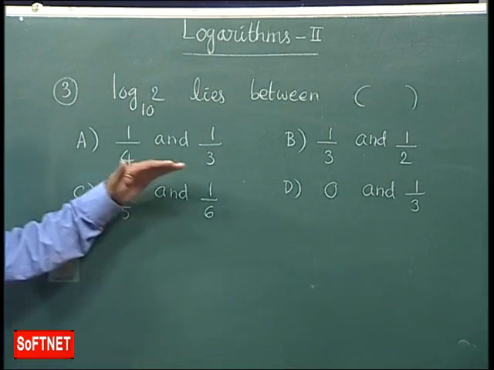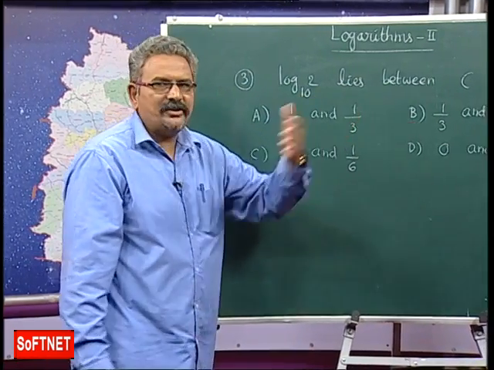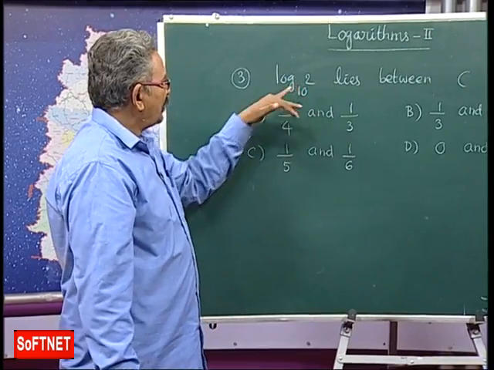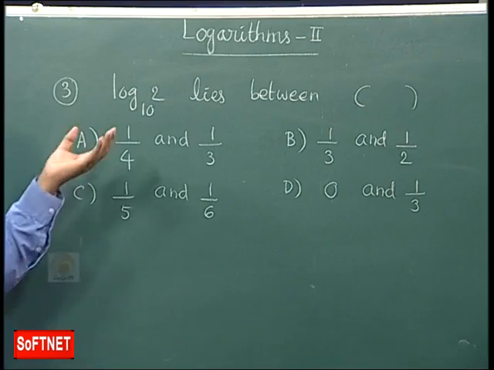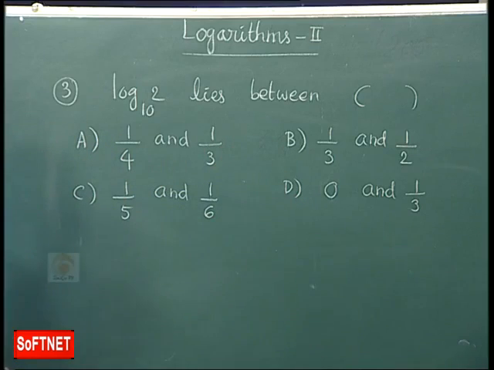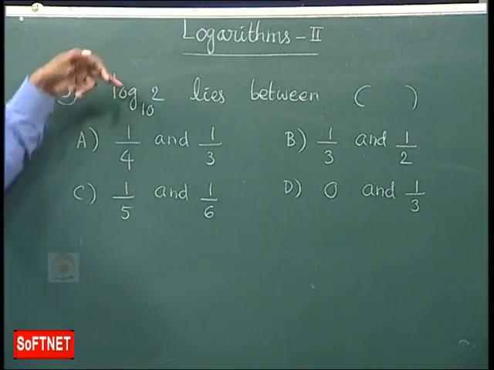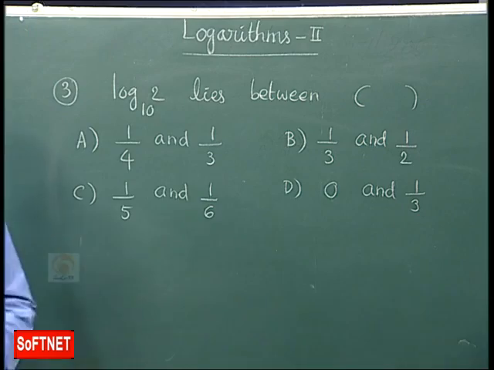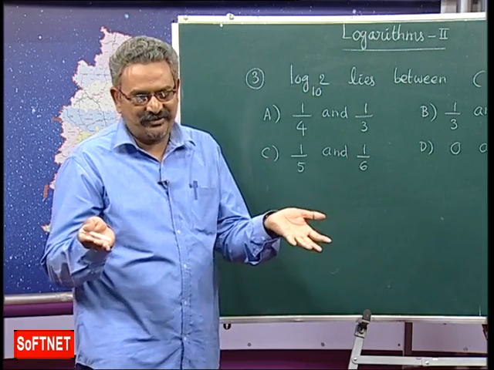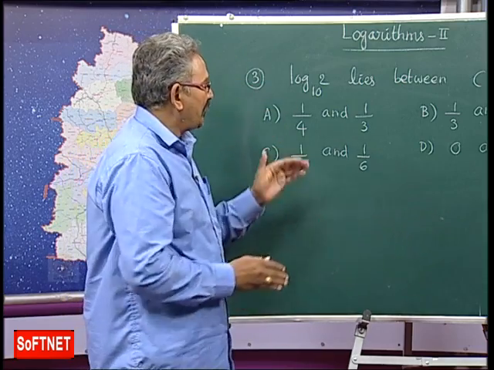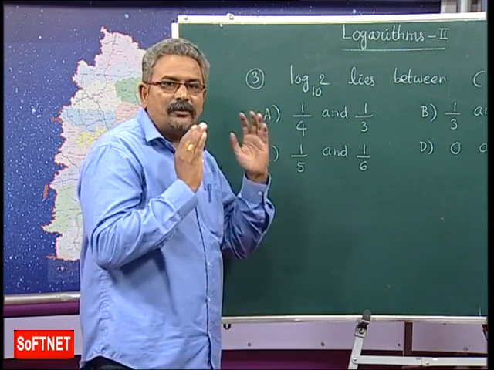So, this is a very important problem. Generally, the same problem may be asked in the examination. The options may be like this: natural number, whole number, integer, irrational number. It is quite obvious log 2 base 10 becomes an irrational number. That question may be asked in the examination. But when you come across this problem, where does log 2 base 10 actually lie? That we have to find out.